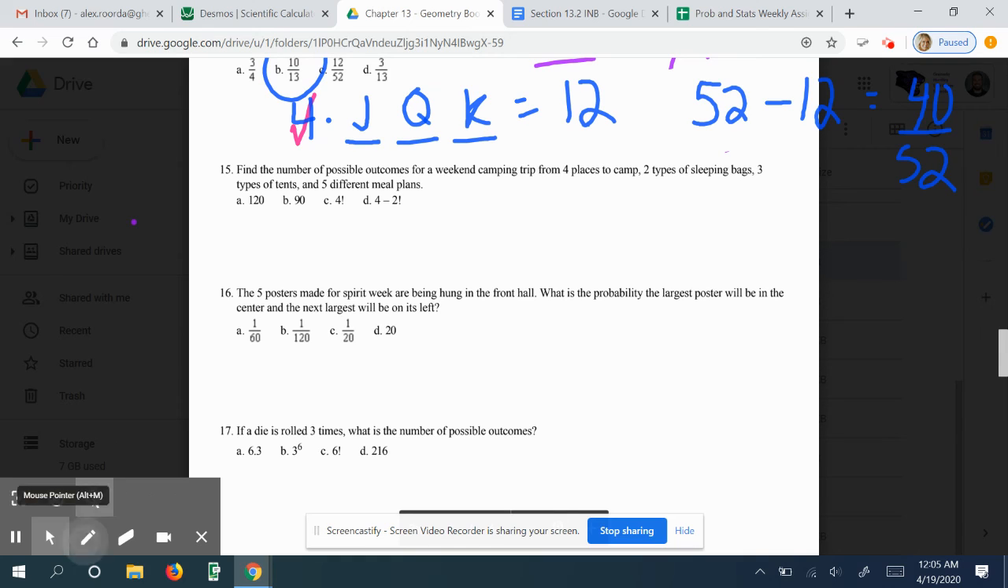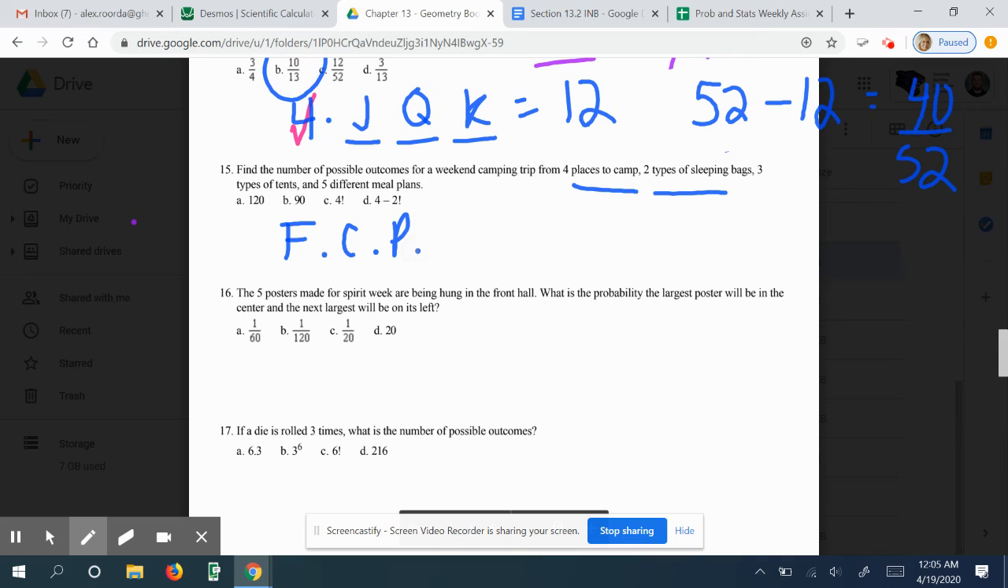Okay, number 15. Find the number of possible outcomes for a weekend camping trip from 4 places to camp, 2 types of sleeping bags, 3 types of tents, and 5 different meal plans. So just like that fundamental counting principle, again, the name doesn't matter, but what it does. Okay, 4 places to camp times 2 sleeping bags times 3 tents times 5 meal plans.